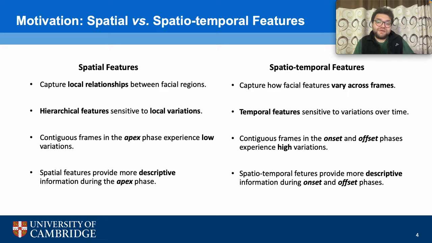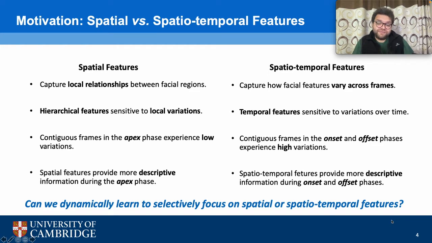Spatial features can be particularly useful during peak intensity frames, such as apex frames, where low variations are experienced in contiguous frames. On the contrary, during onset and offset phases, where high variation is experienced, spatio-temporal features may provide more descriptive features. Thus, both spatial and spatio-temporal features help improve model performance depending on the AU life cycle. So in this work, we examine whether we can dynamically learn when to focus on spatial or spatio-temporal features depending on where in the AU life cycle the frames originate from.